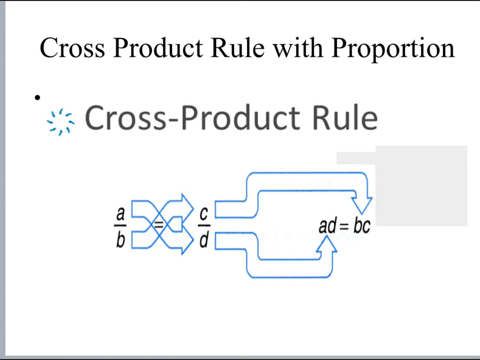So here you're seeing that A over B equals C over D. So I can say A times D to give me AD, and B times C equals BC. And this is saying, okay, well, if I cross multiply a proportion, then I should have equal sides.